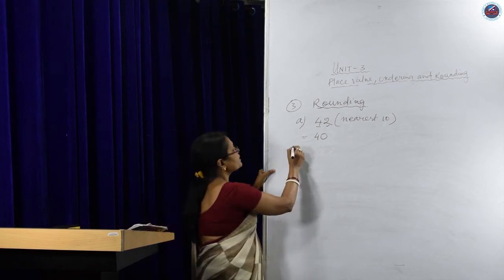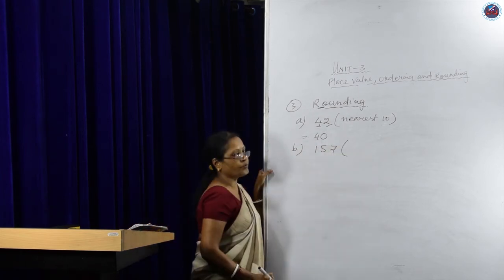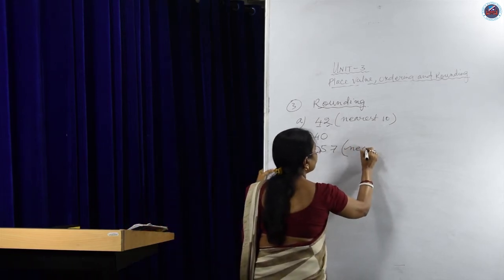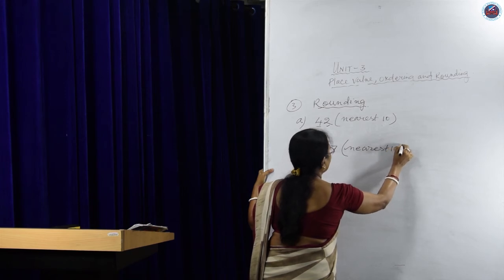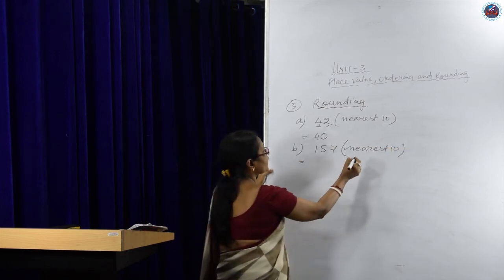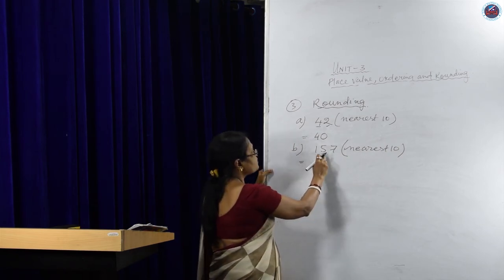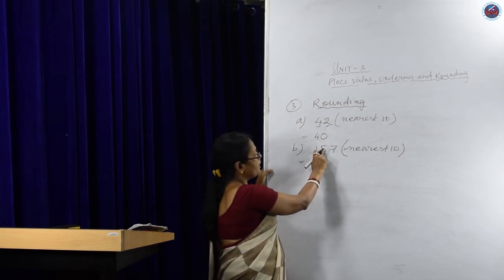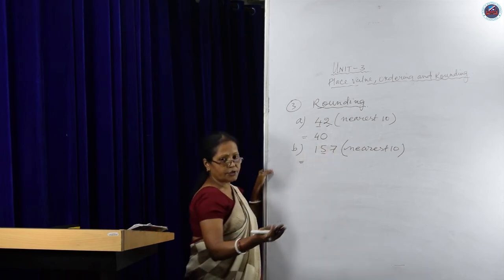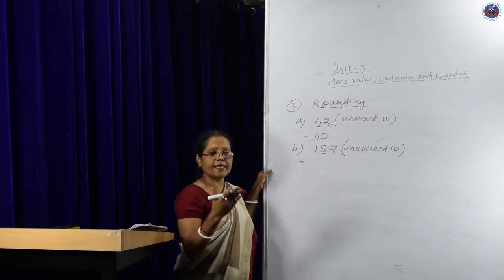I'll give you some more examples. Say 157, and you have to round it to the nearest 10 again. When you are rounding it to the nearest 10, the same method: look at the digit in the tens place. The digit in the tens place is 5. Now you check to the right of 5, what is given there. The digit is 7, which is greater than 5.